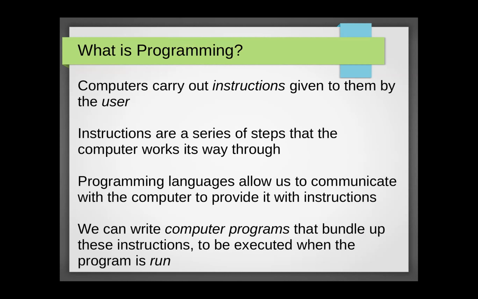And what programming languages allow us to do is to communicate with the computer to provide it with these instructions, to say, I want you to do this, and then I want you to do that, and then I want you to do that. And we can write computer programs that essentially bundle up these sets of instructions to be executed when the program is run. So we give it a list of things we want it to do, and then we run the program, which means the computer will then go through and carry out those instructions.